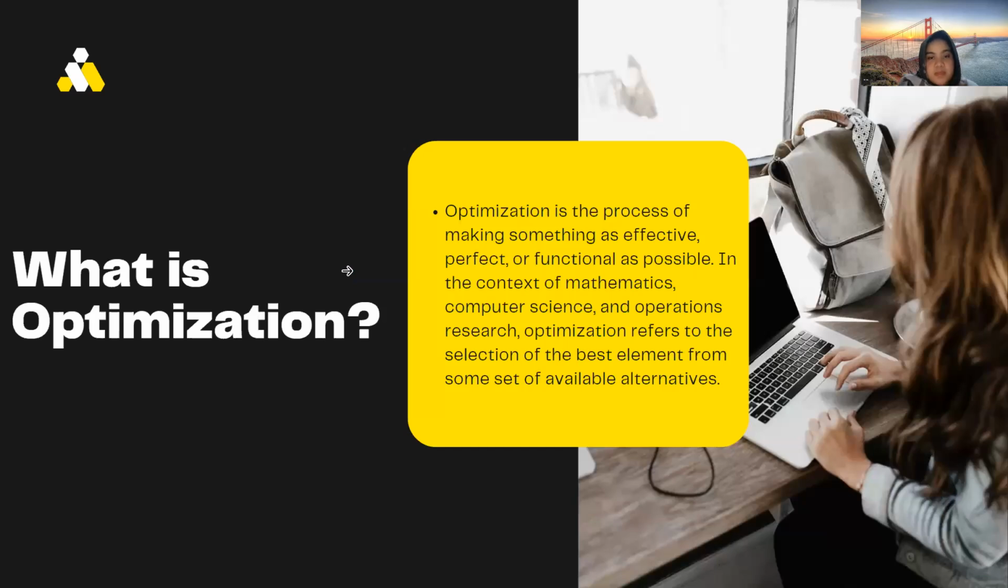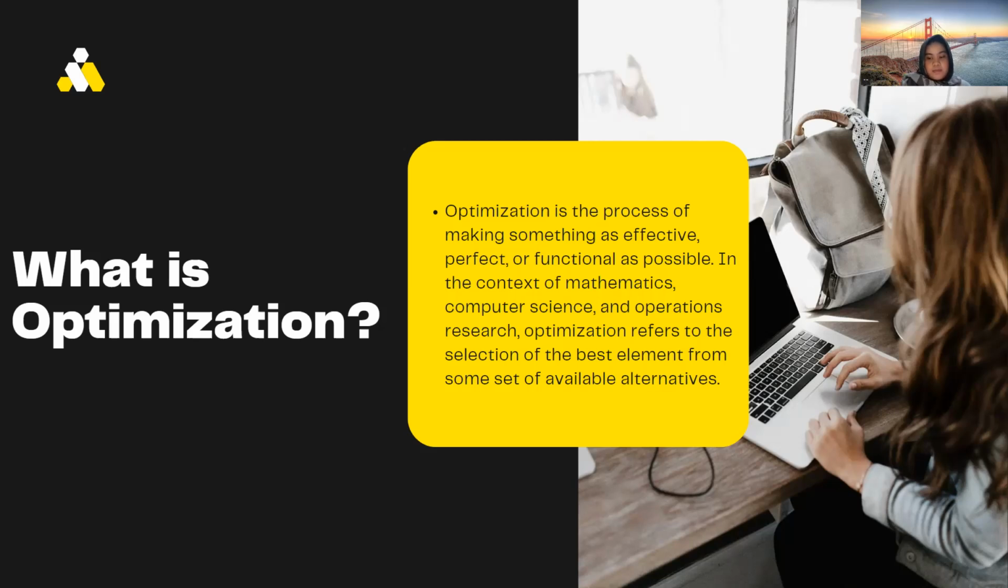First, what is optimization? Optimization is the process of making something as effective, perfect, or functional as possible in the context of mathematics, computer science, and operations research. Optimization refers to the selection of the best element from a set of available alternatives. So if we want to make something, for example an engine, a bit more excellent, we can use optimization to take it to another level.